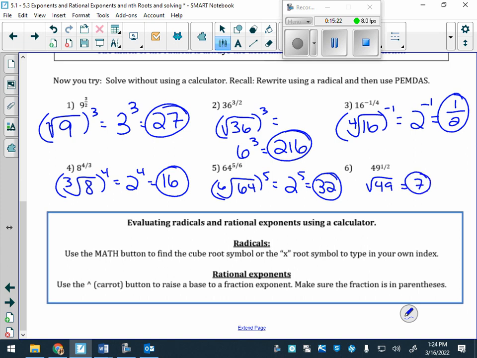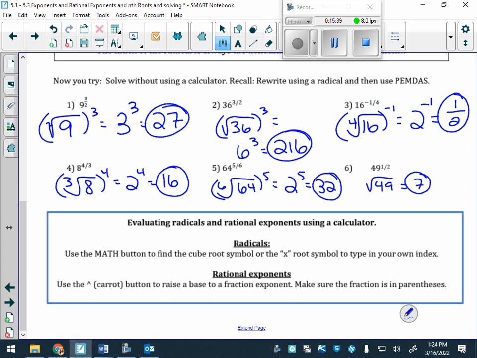Good. How many of you got all of those correct? Okay. 1 wrong? Okay. 2 wrong? Okay. Do we know where our mistakes were? Kind of? Okay. Any questions on those?